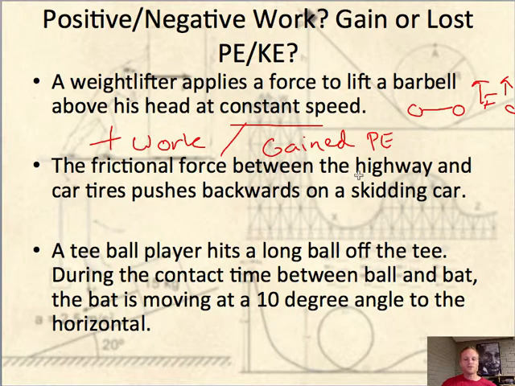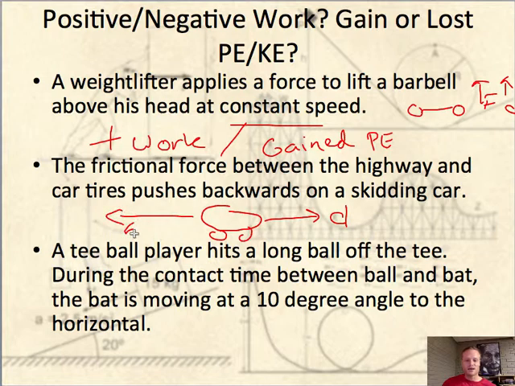The frictional force between the highway and a car tire pushes backwards on a skidding car. So again, here's this car. It's moving this direction, so this is the direction of the displacement, and the frictional force is in the opposite direction. So this is an example of negative work. Did it gain or lose potential energy? The question you need to ask yourself is, did the car raise itself or lower itself above the ground? The answer is it didn't really change its position relative to the ground at all, so there's been no change in potential energy.